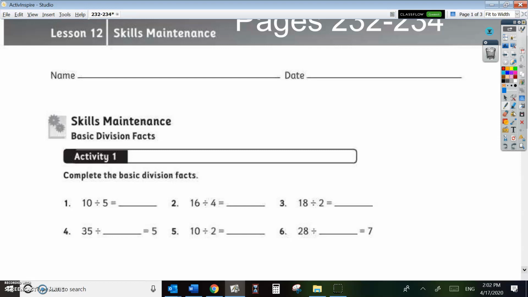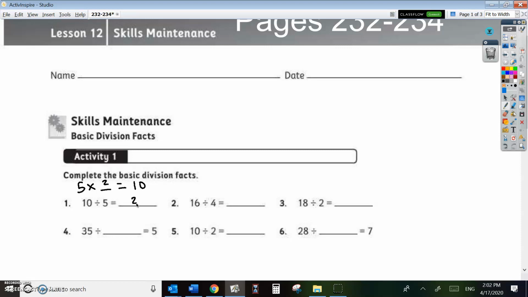10 divided by 5. So again, if division is confusing for you, try to think about it in reverse order and make it a multiplication problem. So this problem could be 5 times something equals 10. So 2. 5 times 2 is 10, so therefore 10 divided by 5 equals 2.